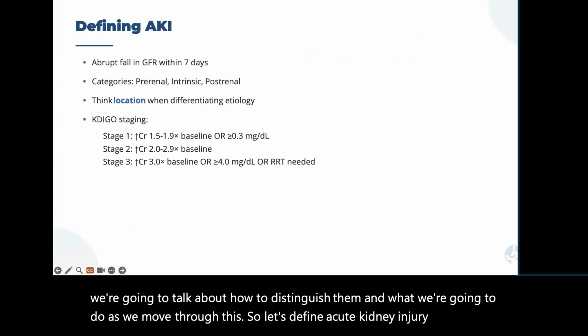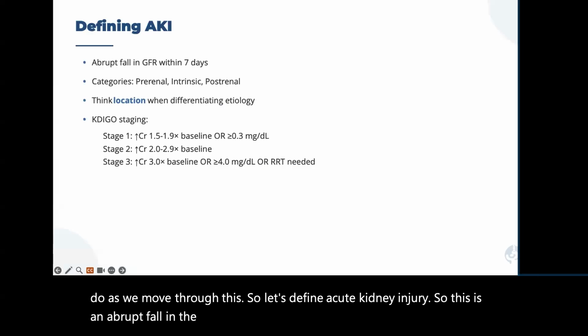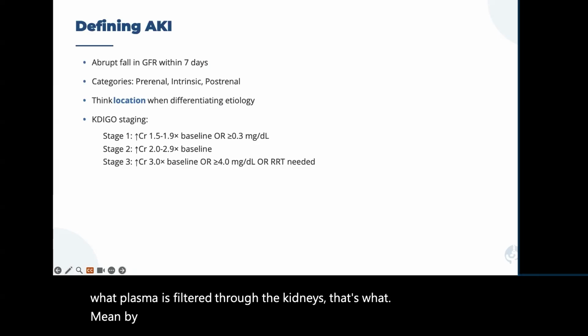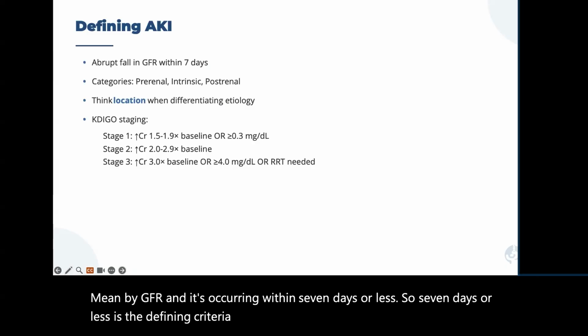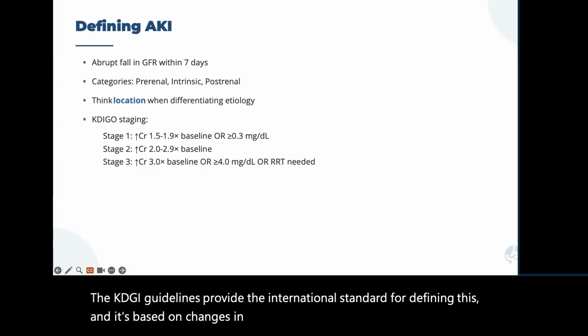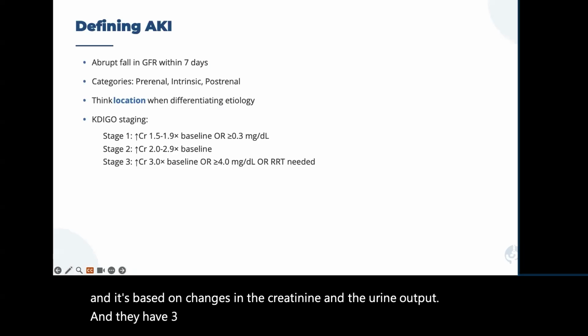So let's define acute kidney injury. This is an abrupt fall in the glomerular filtration rate, the rate at which plasma is filtered through the kidneys. That's what we mean by GFR. And it's occurring within 7 days or less. So 7 days or less is the defining criterion for acute kidney injury. The KDIGO guidelines provide the international standard for defining this, and it's based on changes in the creatinine and the urine output. They have 3 stages: stage 1, stage 2, and stage 3.